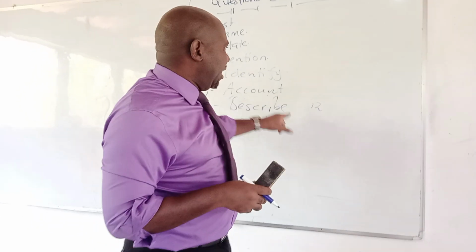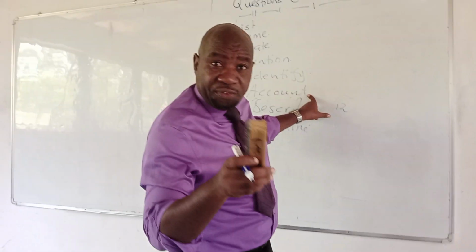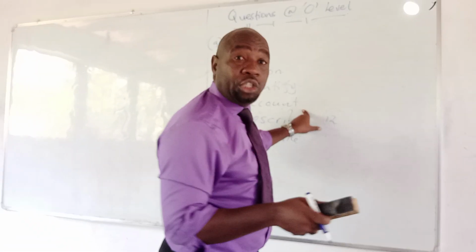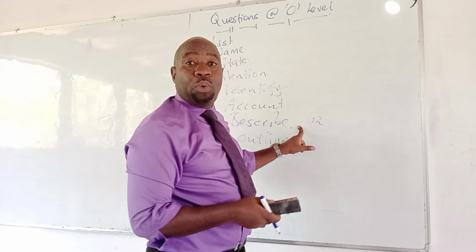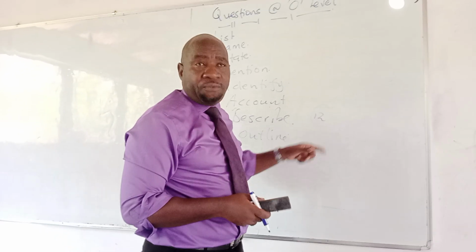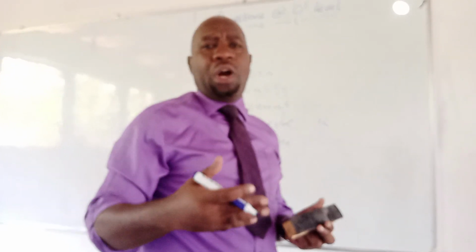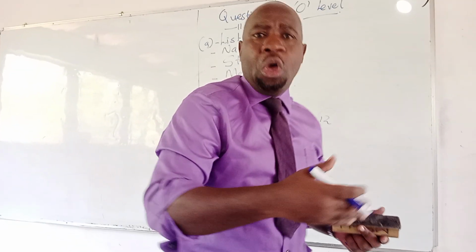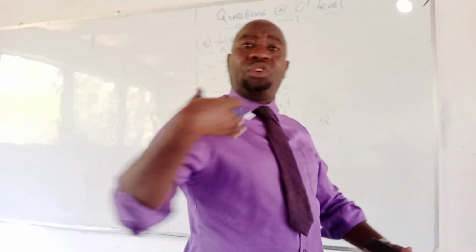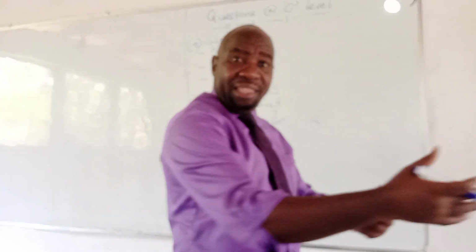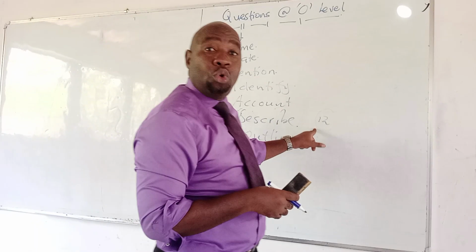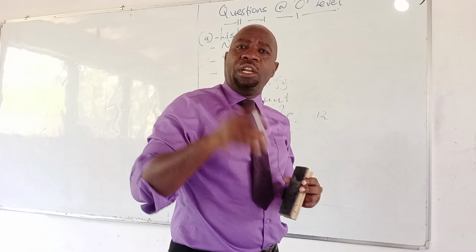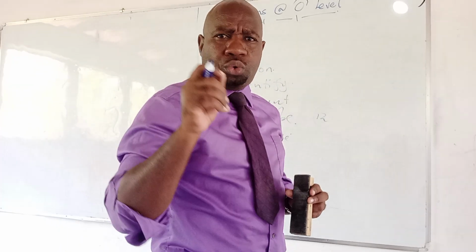So the difference is that here it's not specifying six, but it wants you just to describe, just to account. And by so doing, you get 12 out of 12. So make sure you describe your points in detail, explaining them and elaborating them, so that you are in a position of getting 12 out of 12.